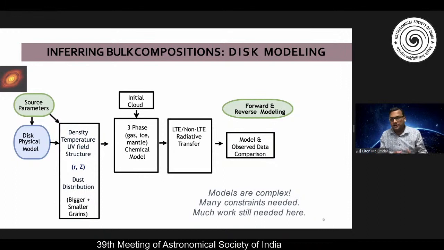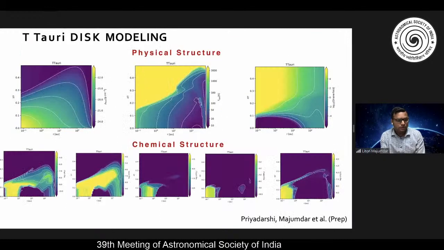By that, you can really understand where and how different types of molecules are forming at various locations of the planet forming disk. So we looked at one of the T-Tauri disks, and we looked at the physical structure of the disk first. This is the density structure, as I mentioned. This is the temperature structure, and this is the UV field. And we looked at the basic ingredients which control the carbon, oxygen, nitrogen budget for planetary atmospheres.